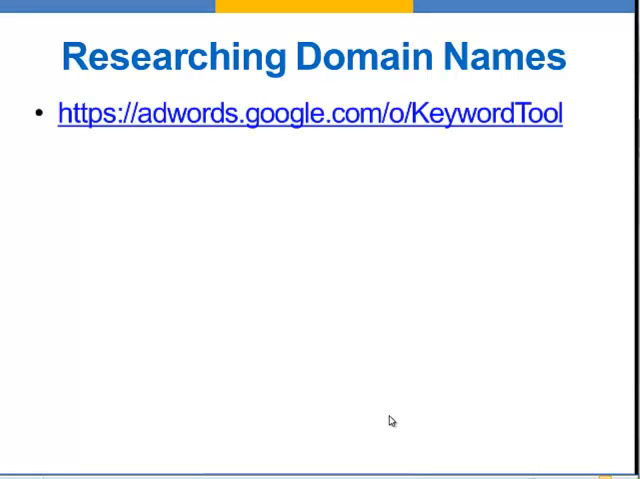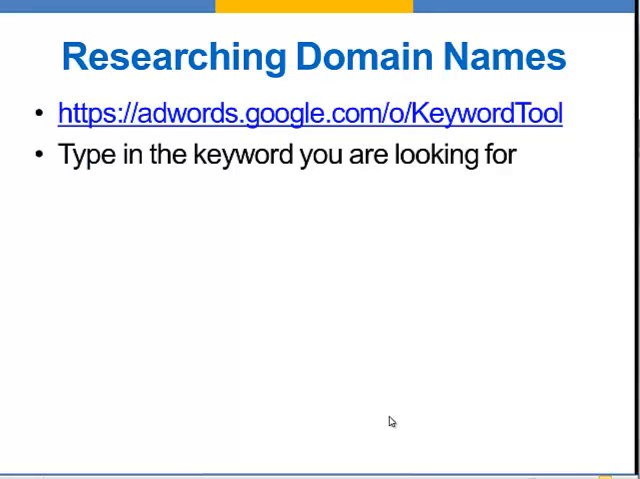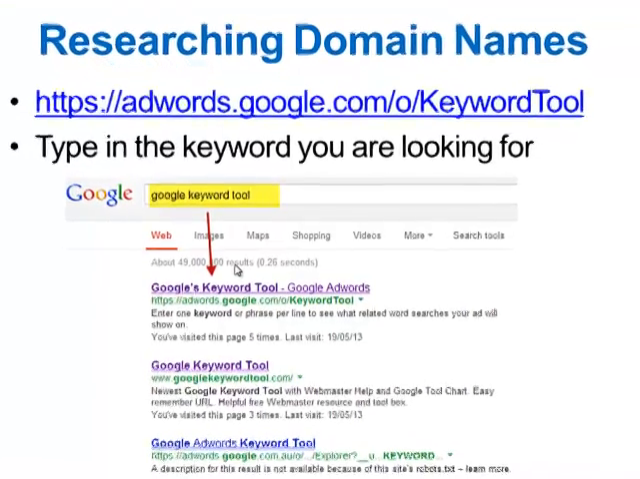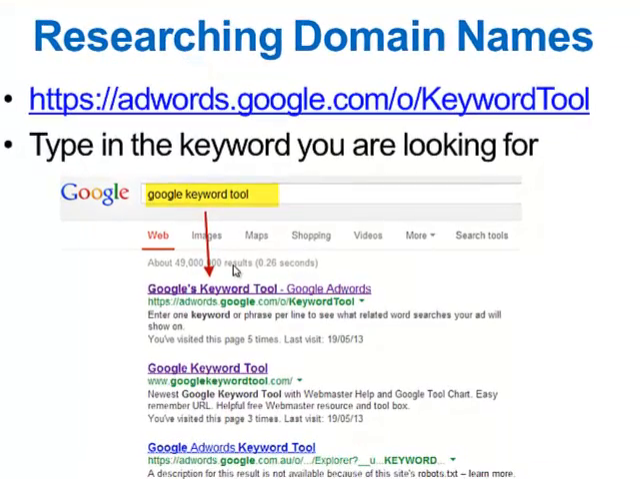Now, before we start researching or coming up with names, you need to go into Google keywords. You type in the keyword you're looking for into Google, and it'll bring up this link. So you go to Google, type in Google keyword tool, and then click on the first link there. So let's go and check that out now.